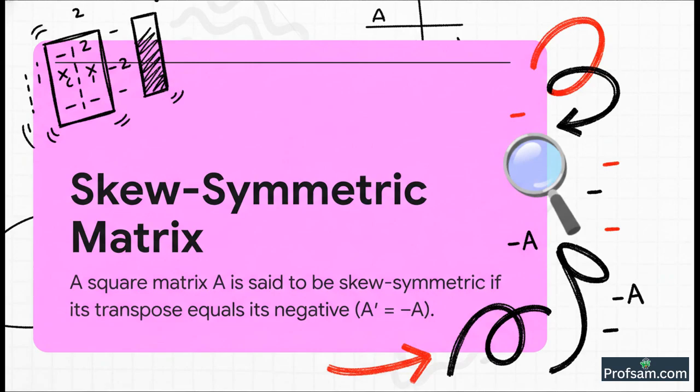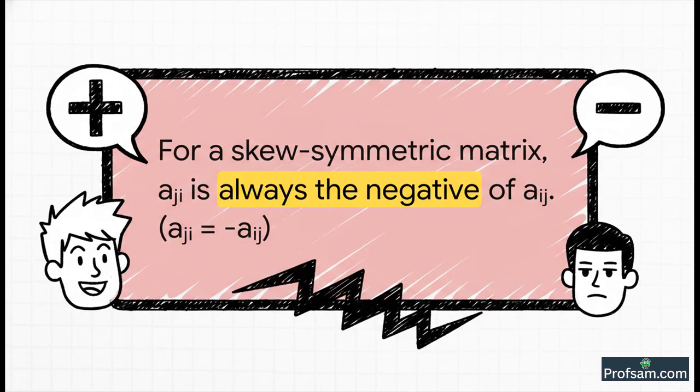And the rule is also simple, but you have to be careful. The rule is A prime equals negative A. You see that minus sign? That little guy is everything. It's the most important part. It means when you find the transpose, what you get is the original matrix, but with every element's sign flipped. It's the negative version. And to make this stick, let's use another analogy.